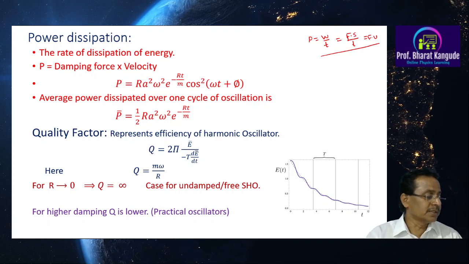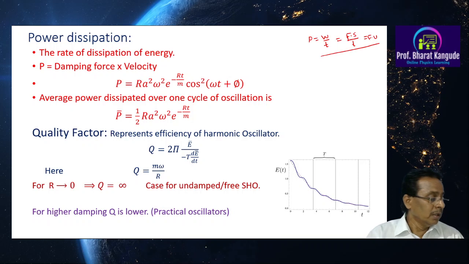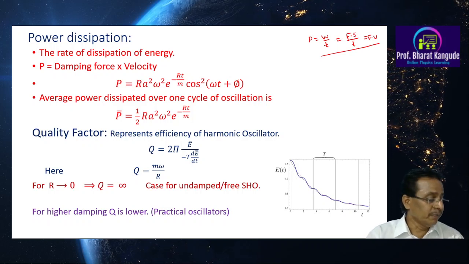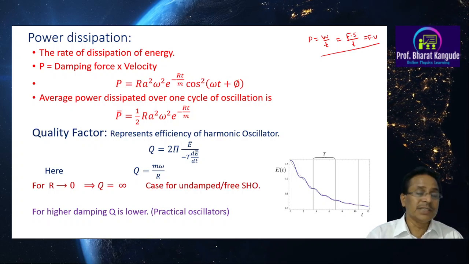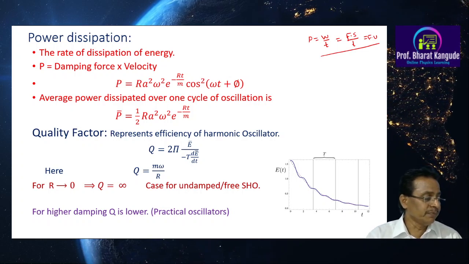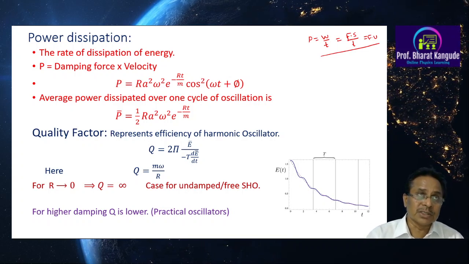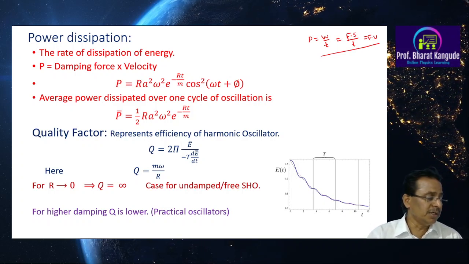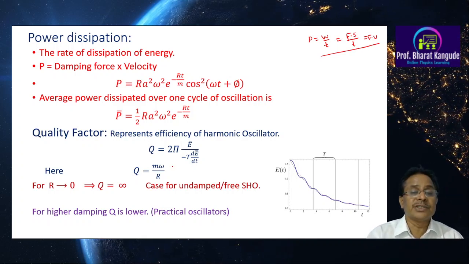A harmonic oscillator is conveniently characterized in terms of this parameter Q, which is known as the quality factor. The quality factor Q of a damped oscillator represents its efficiency, as we have already discussed. This is the quantity in which the damping effect is expressed. So the damping effect is expressed in this quantity, and the quality factor Q is defined as follows, the expression is given.